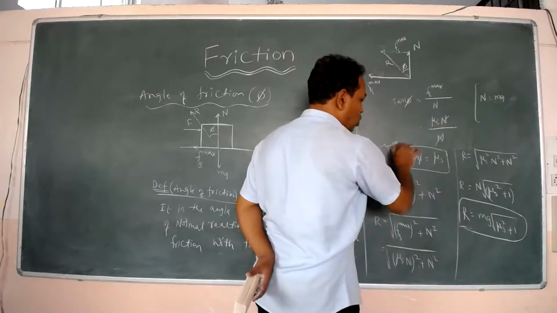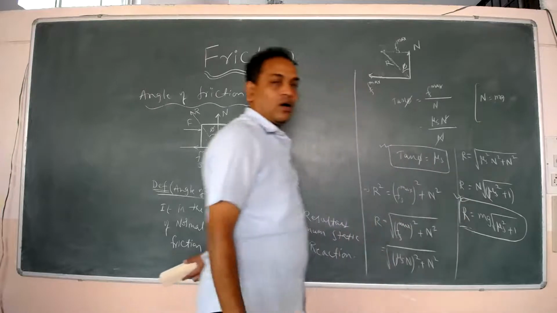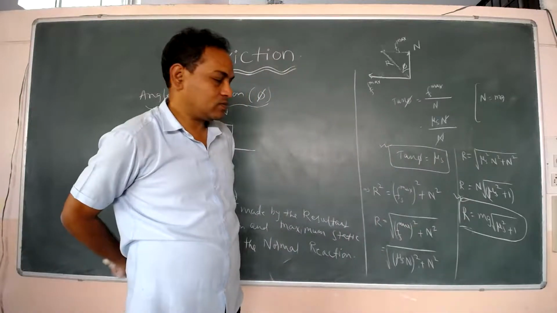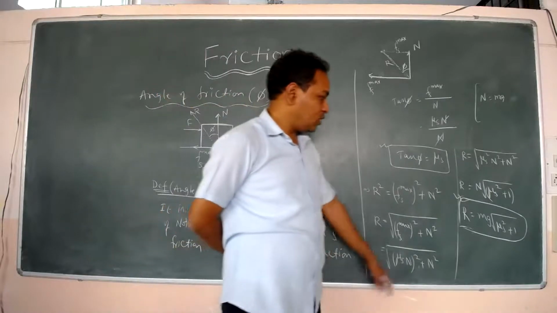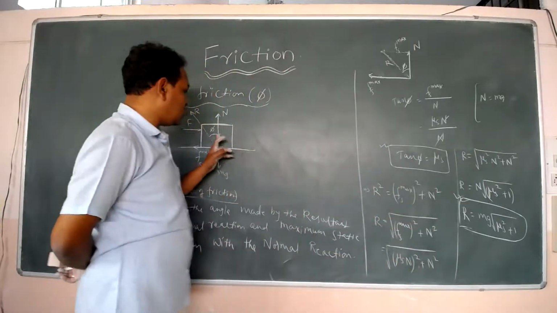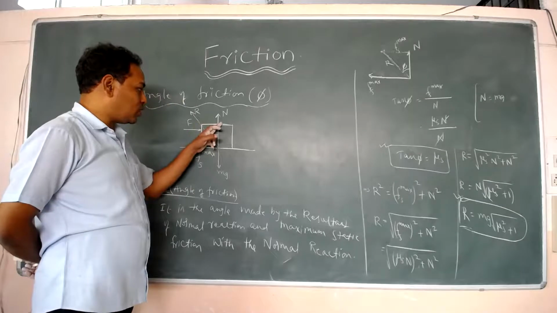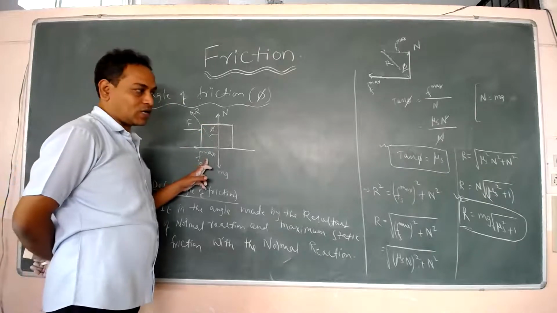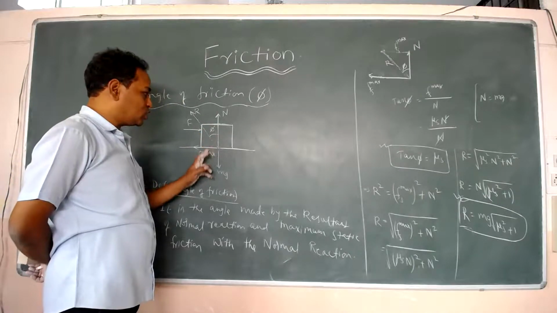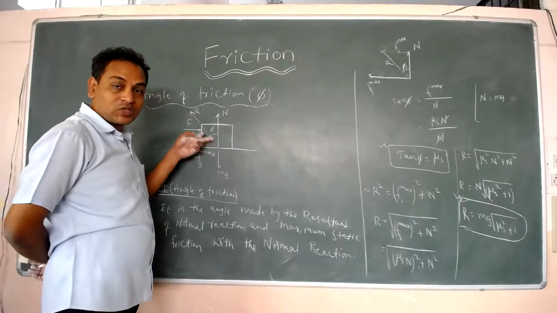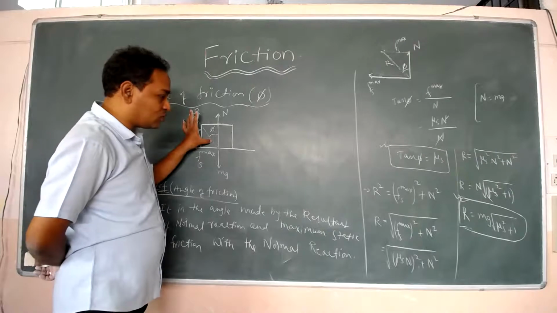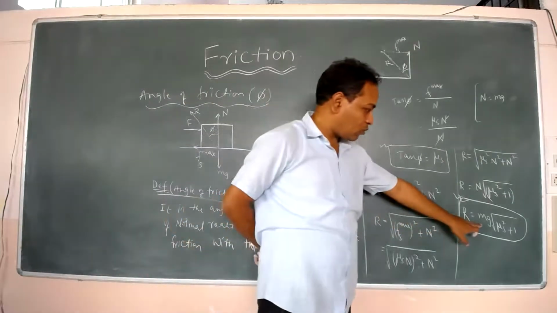So from these two formulas, we can solve any problem. While solving the problem, if they ask to calculate the resultant of normal reaction and maximum static friction, the resultant of these two is given by this one. What is the magnitude of this? How much is this one? To calculate the magnitude of this value, we can use this formula.